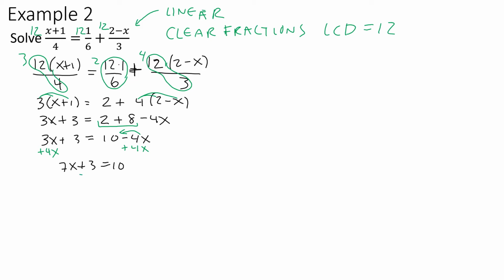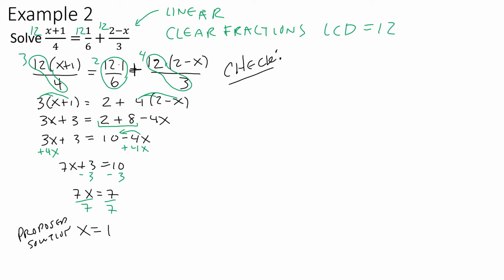So now I'm going to subtract 3 from both sides. That leaves me with 7x equals 7. Dividing both sides by 7 gives me x equals 1. Now this is my proposed solution, and of course we always have to check our solutions, so let's check that. When we check a solution, it's a best practice to plug it into the original equation that we were given.